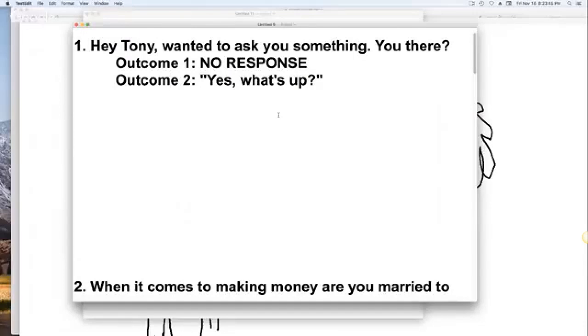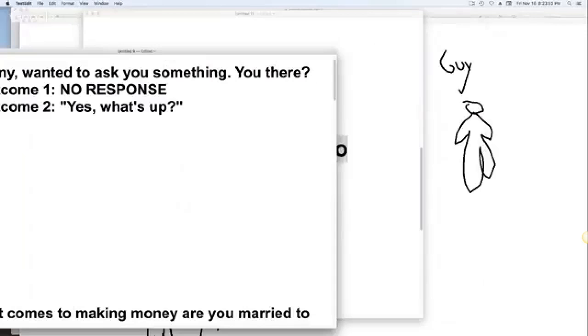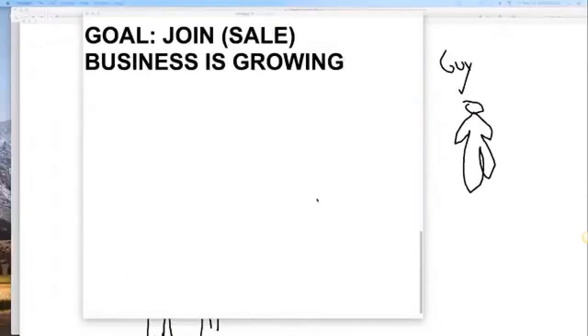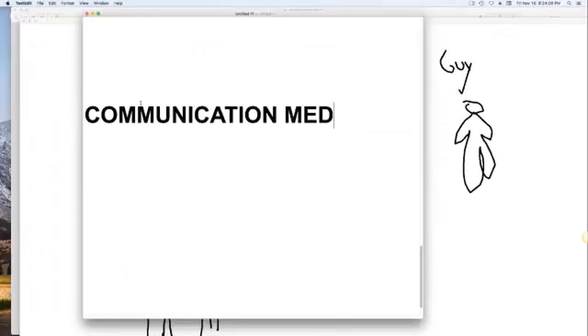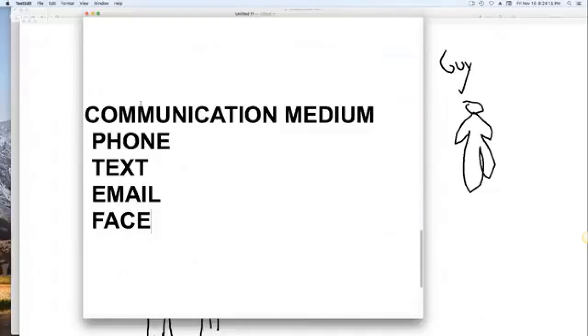Okay, great. That's this. You could call him. It doesn't matter what the medium is. Sometimes people get all hung up on the medium. Oh, do you do internet marketing? You do telemarketing? Do you do text marketing? What's the difference? It's all the same stuff. You have a communication medium. Is your medium the phone? Is it a text? Is it an email? Is it Facebook? Is it YouTube?